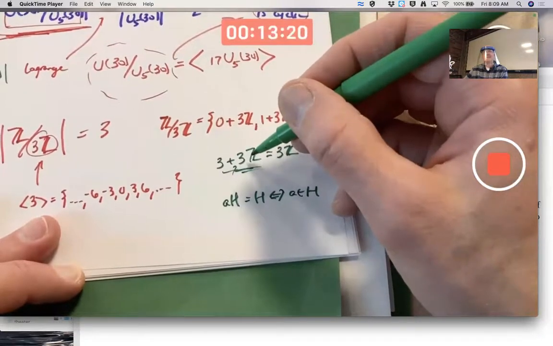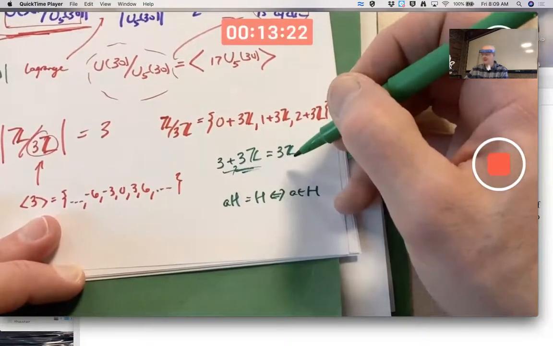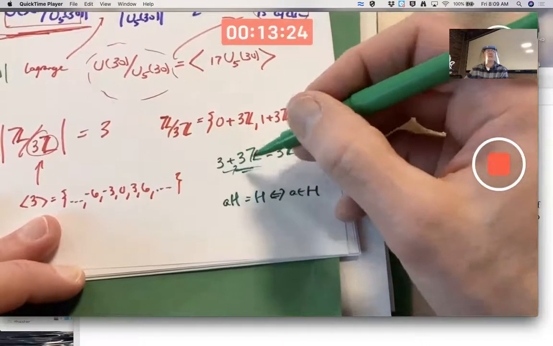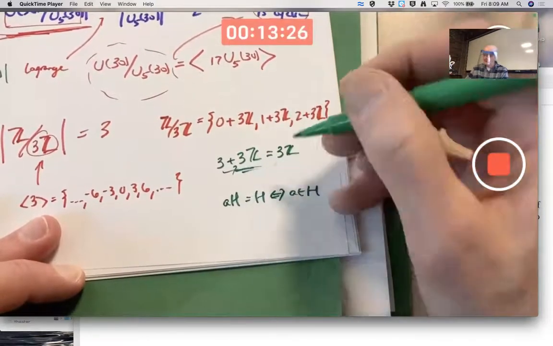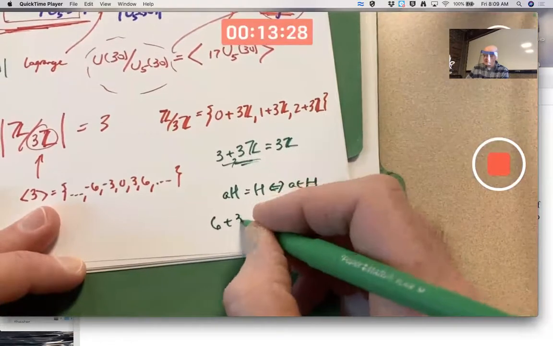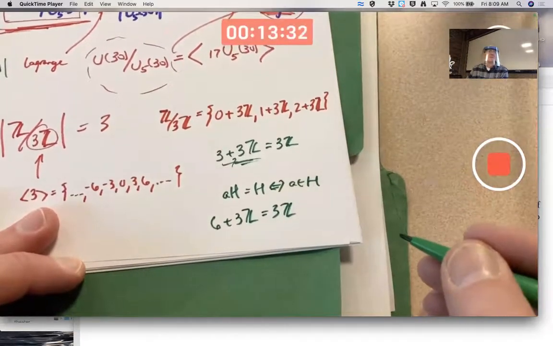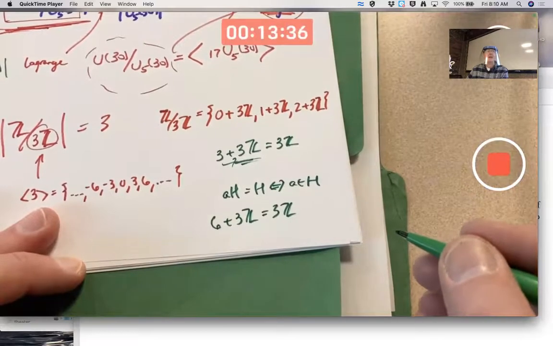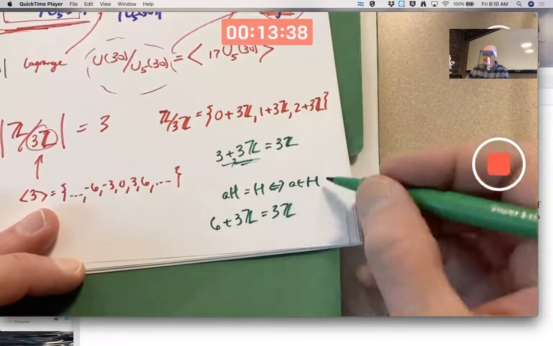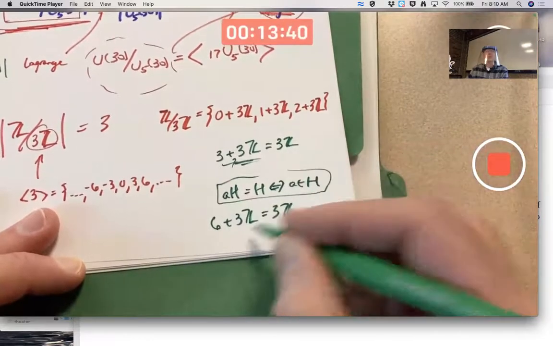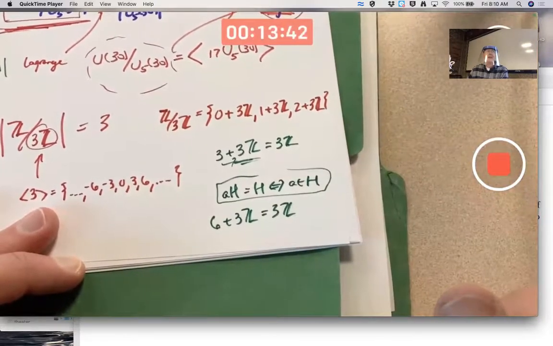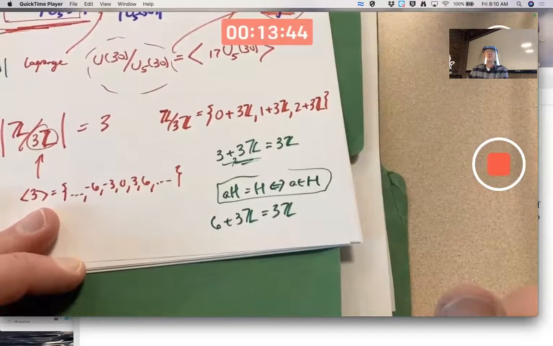3 is in 3Z, so it gets absorbed into it. If I had a 6 plus 3Z, the 6 would get absorbed into it. 6 plus 3Z would also equal 3Z. Weird stuff, huh? But that's what these definitions imply. It's just different notation. Additive notation instead of multiplicative.